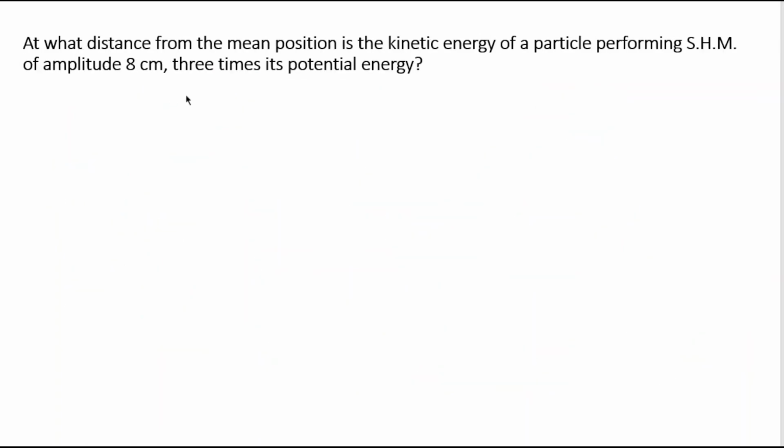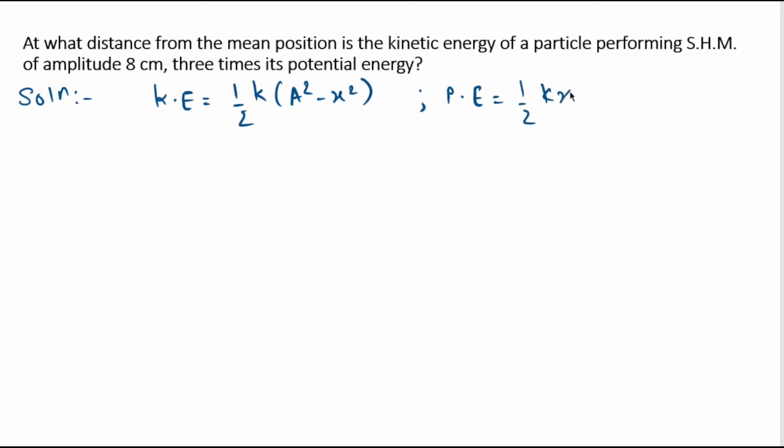At what distance from the mean position is the kinetic energy of a particle performing SHM of amplitude 8 cm 3 times its potential energy? So solution. So first of all, let's write the expression for the kinetic energy and potential energy of a particle performing SHM. So kinetic energy is given to us as half k into a square minus x square, and potential energy is given to us as half k x square.